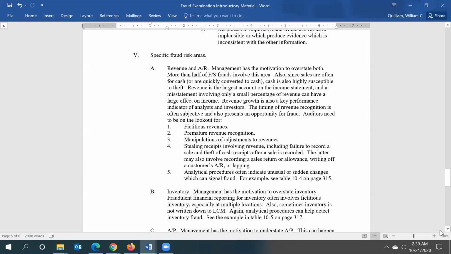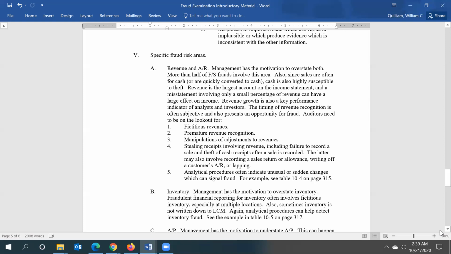Very common. First of all, fictitious revenues. Just trying to inflate revenue, such as through fictitious sales. And number 2, premature revenue recognition. Again, trying to step it up too much. Then number 3, manipulations of adjustments to revenue. Adjusting entries, trying to increase revenue.